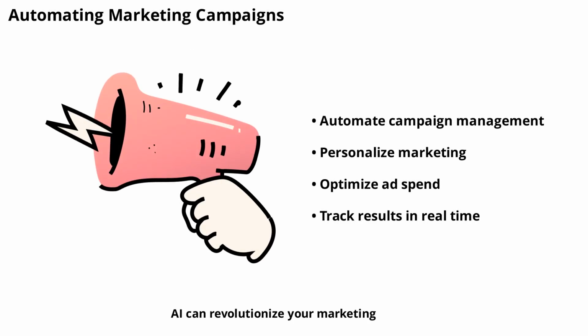AI can revolutionize your marketing efforts by automating campaign management, audience targeting, and performance analysis. With AI-driven tools, you can personalize messages, optimize ad spend, and track results in real time. This allows you to reach the right customers with the right message at the right time, maximizing your marketing ROI. Automation also frees up your marketing team to focus on creative strategy and content development.